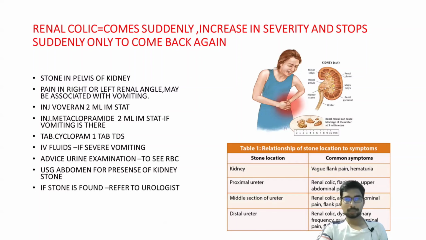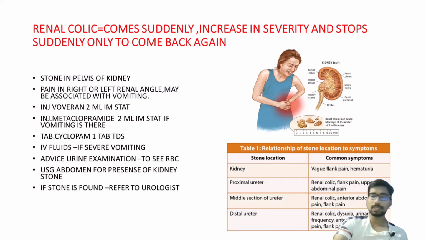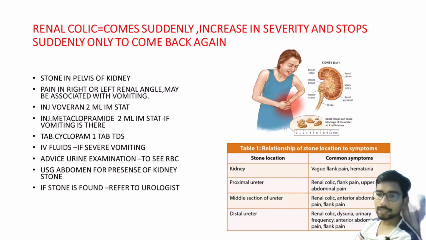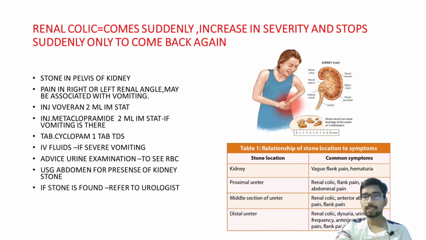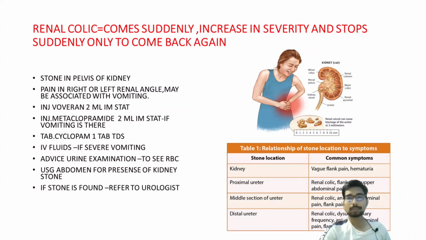So based on the stone location, the symptoms will vary. If it is in the kidney, there is vague flank pain or hematuria. If it is in the proximal ureter, renal colic, flank pain, and upper abdominal pain will be there. Then the middle section and distal section. In the distal section, there is dysuria, increased frequency of urination, anterior abdominal pain, and flank pain. Whereas in the middle section, renal colic, anterior abdominal pain, and flank pain. And renal calculi can cause blockage of the ureter at 3 millimeters.